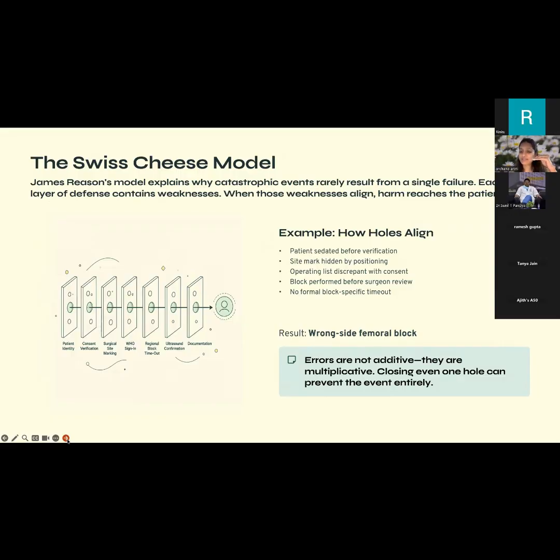So basically, these errors are not additive, they are multiplicative, and closing even one hole can prevent the event entirely. Even though all the holes need to align for the complication to happen, if you close one of these holes or even catch it at any one point in time, that is a near miss, and the whole event can be avoided altogether.